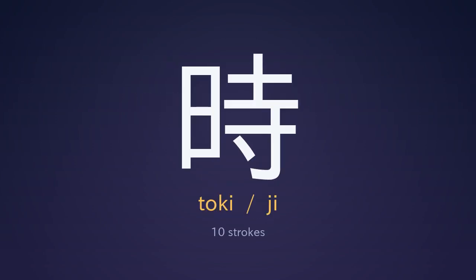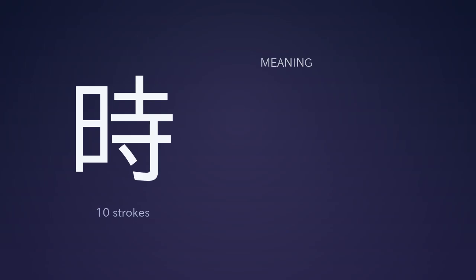Here is today's kanji. It is read toki or ji in many words. Take a good look at. This character means time, hour. It has 10 strokes. Inside words, it often sounds like ji. On its own, it is usually toki.